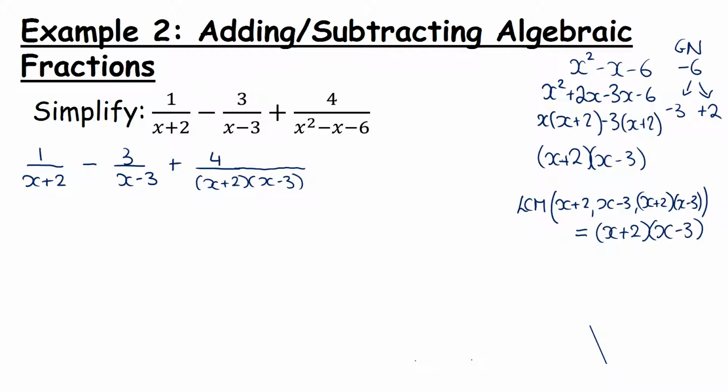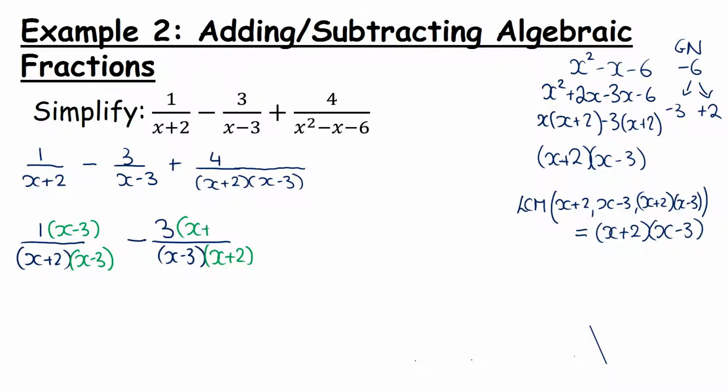Okay, so let's take a look at what this looks like for us, x plus 2. If we want our common denominator to be x plus 2, x minus 3, what we're missing here, we'll put it in green, is an x minus 3. And I don't want to change my fraction, so whatever I do to the bottom, I'll also do to the top. Then I come along, I have my minus 3 over x minus 3. This time what I'm missing is my x plus 2. So again, whatever I do to the bottom, I do to the top. And now my last fraction, there's nothing that I need to do since that common denominator is already there.